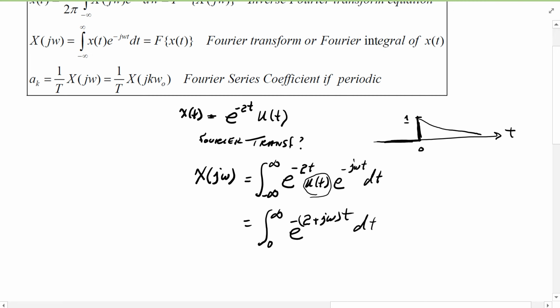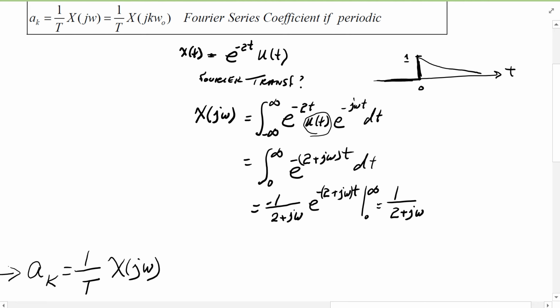So if I do that and clean it all up, I'll end up with basically 1 over, there's going to be a minus in front of this because it's got 2 plus j omega, and then e to the minus (2 plus j omega) t, evaluated from 0 to infinity. When t is infinite, this is going to be 0. When it's 0, this is going to be a 1. So this whole thing ends up being 1 over 2 plus j omega.